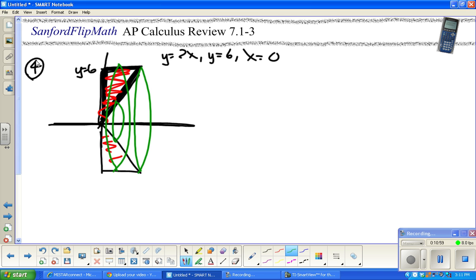Do you have a preference? Washer. All right. Kiki talked first. So if we do the washer method, here's the idea: I have a disk with a hole in it.